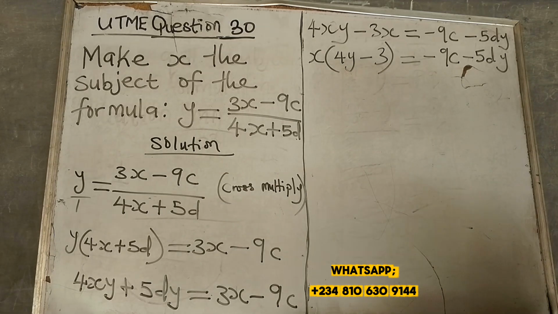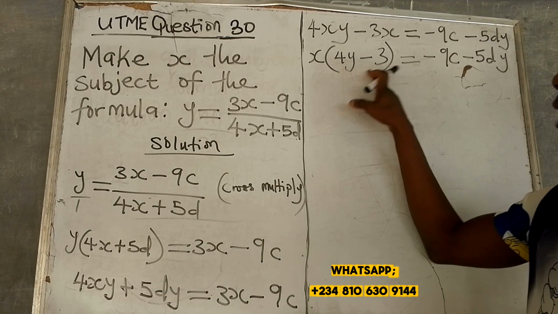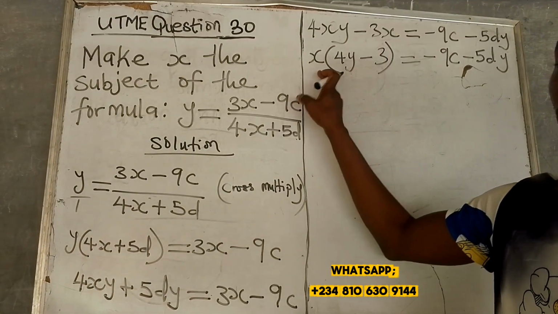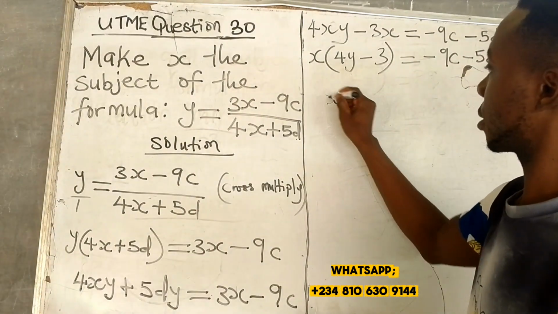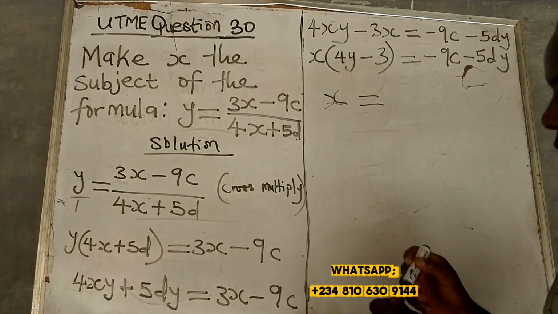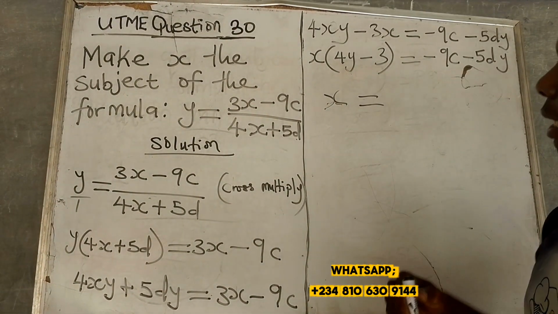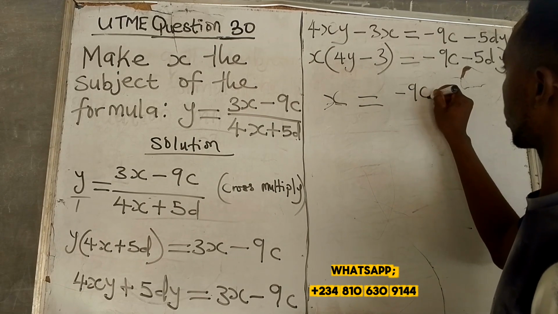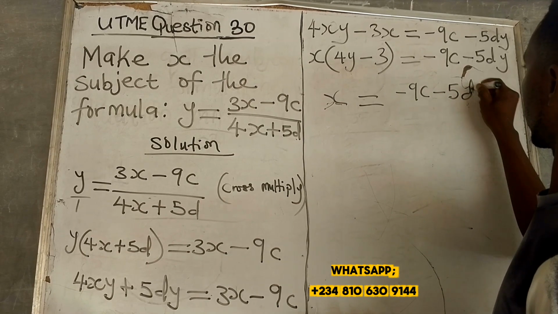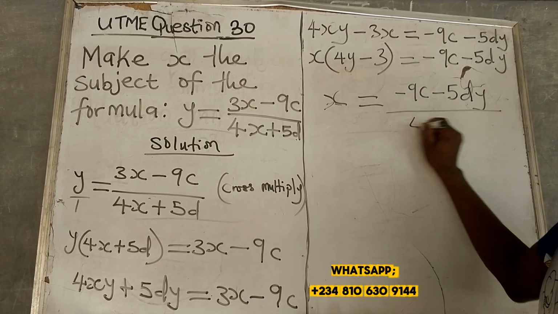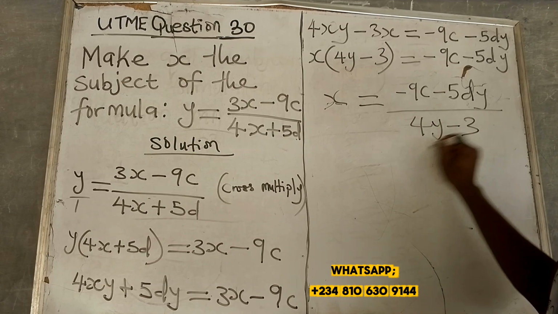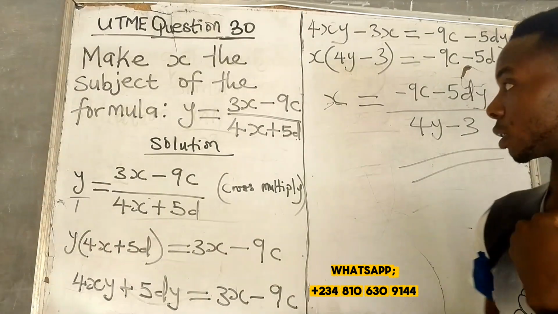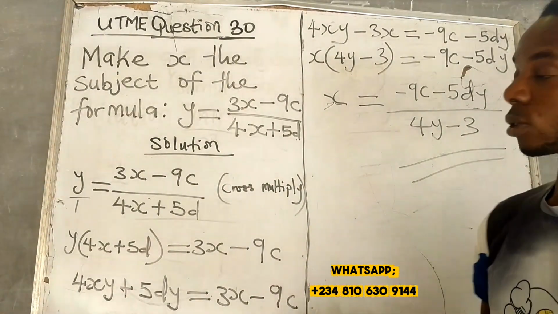Then divide both sides by this value, 4y minus 3. Now, if you divide this side by 4y minus 3, it will cancel out this. You'll be left with x. x will be equal to this divided by 4y minus 3: minus 9c minus 5dy, divided by 4y minus 3. So this is the answer of the question. You can see that this is not too hard to calculate.